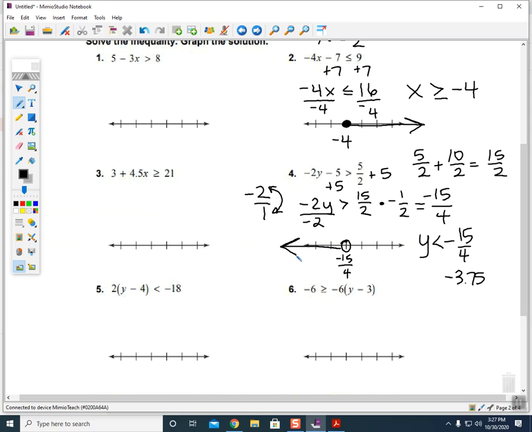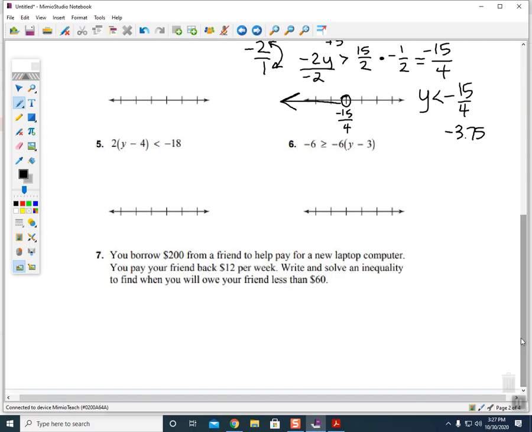Alright, let's do one more here. My first step here, right, is I'm going to distribute. So I'm going to distribute my 6 to both terms.